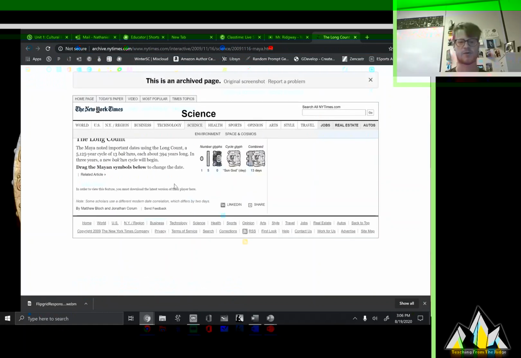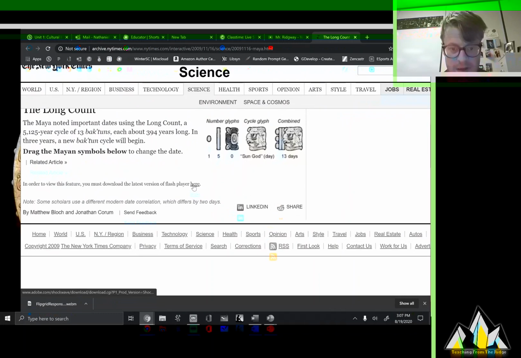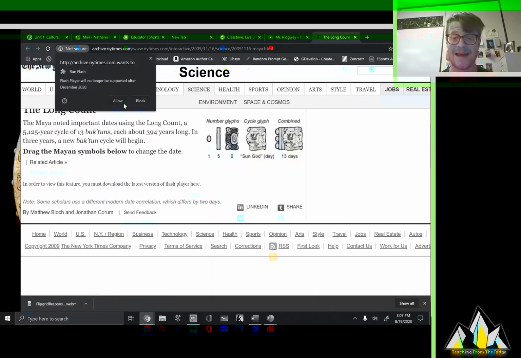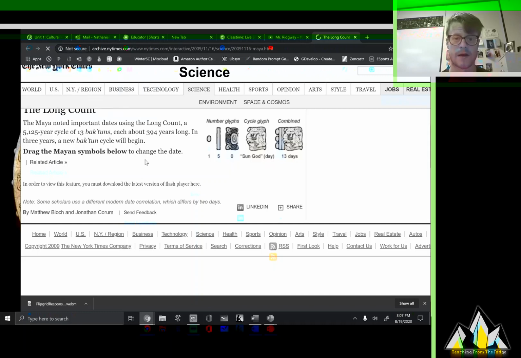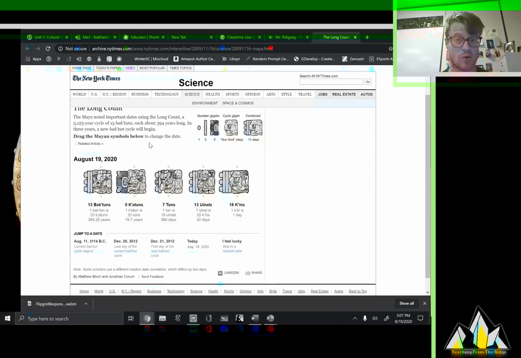What's going to happen is when you first pop open this page, it's going to look like it's not working. What you need to do is, right here in the very center, there's a little here button. You see that? You must download the latest version of Flash Player. You need to click that and then say allow. Once you do that, you either need to refresh the page or the page will auto refresh, and then all of a sudden, voila, we get the Mayan calendar.